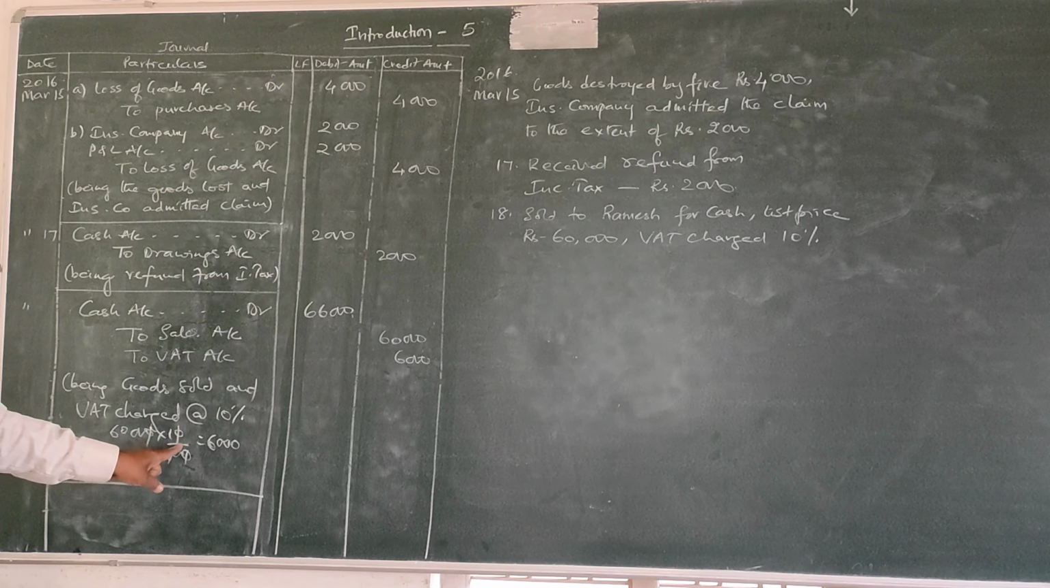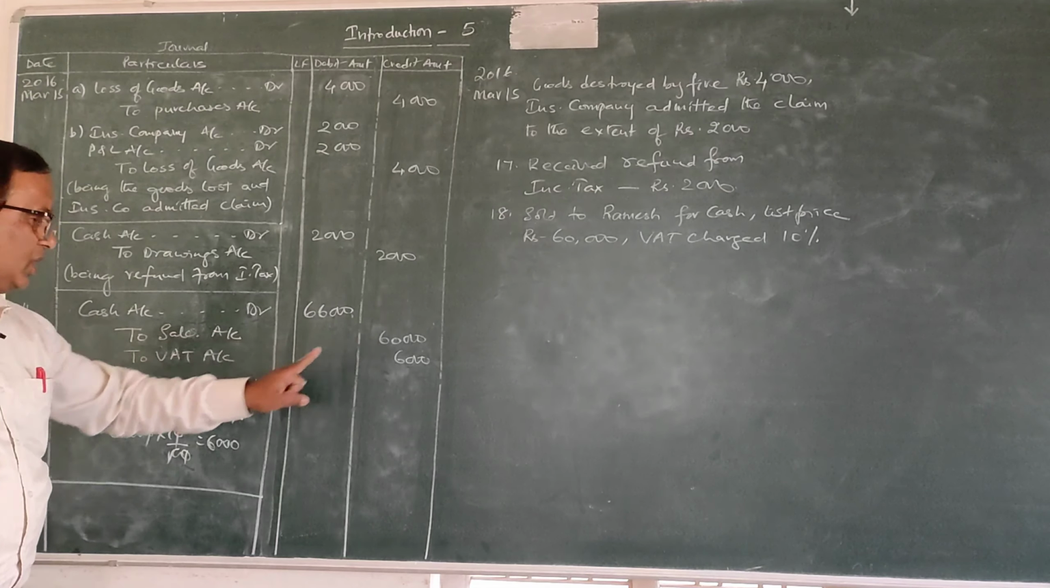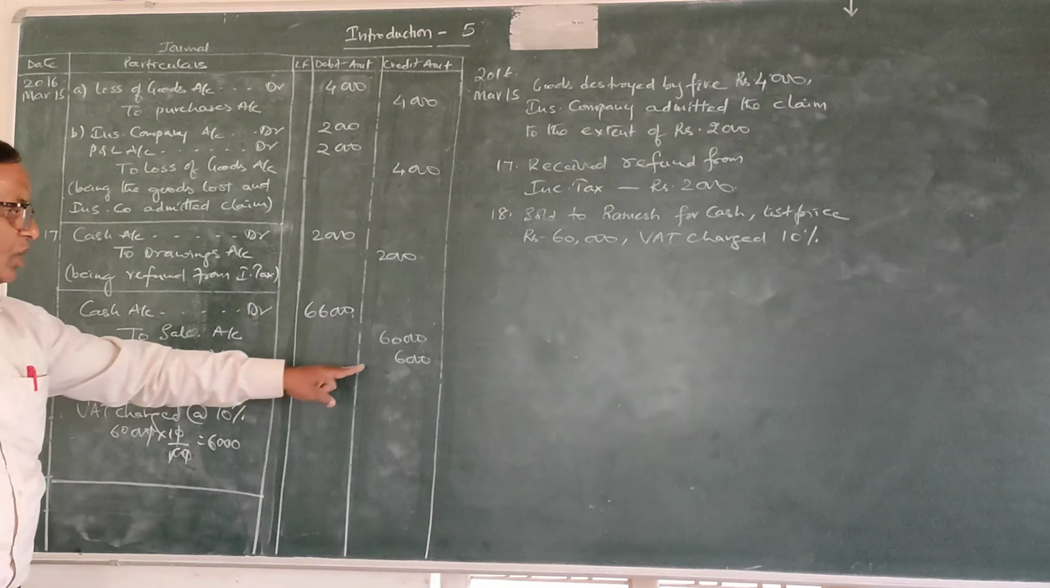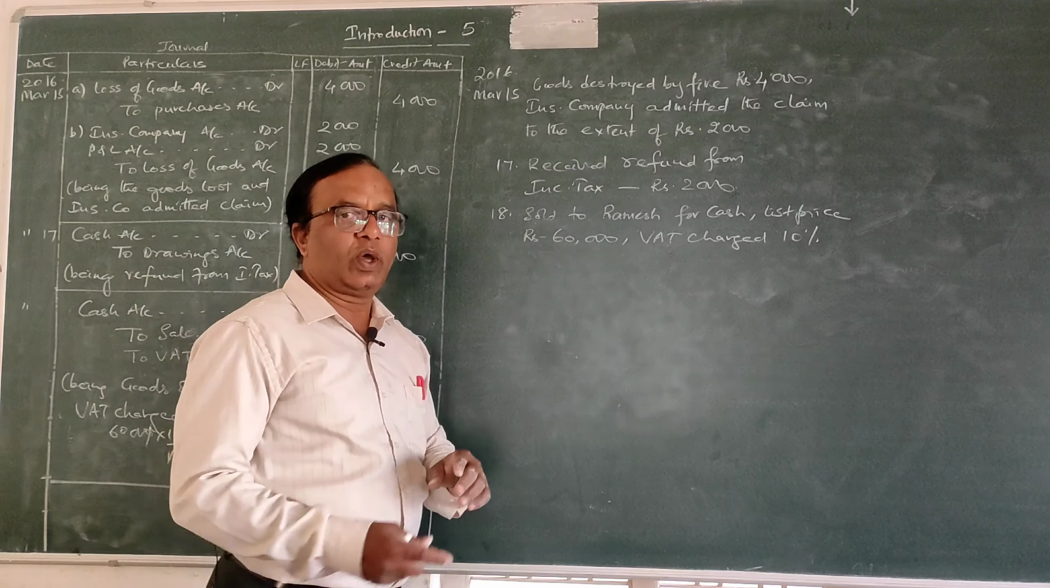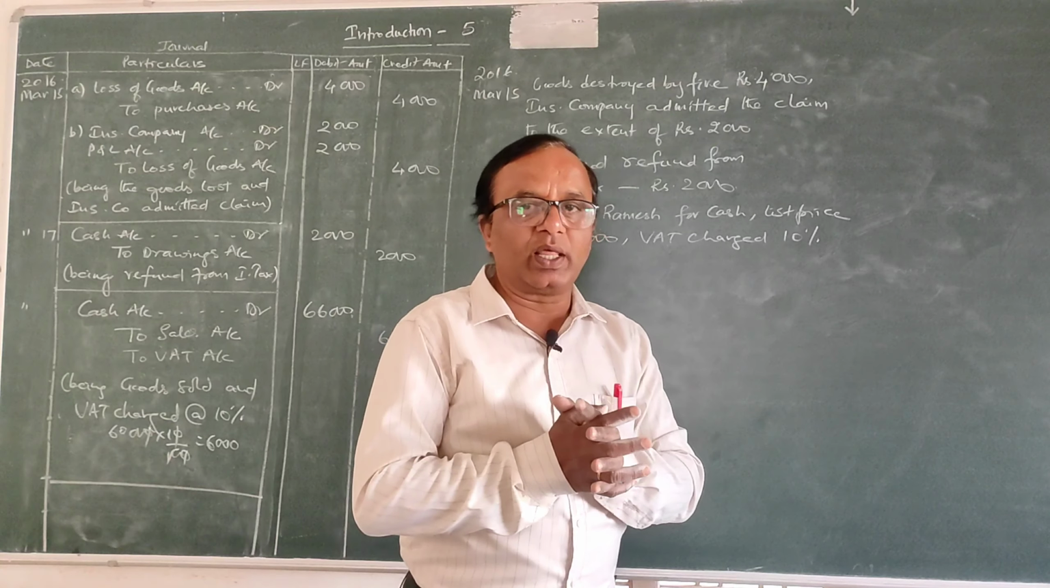So totally how much? See, 10% you have charged on the value of the goods there. On 60,000, 10% is 6,000. So totally it is 66,000 you have charged from the customer. Okay. So I hope you people have understood how to write the entries there.